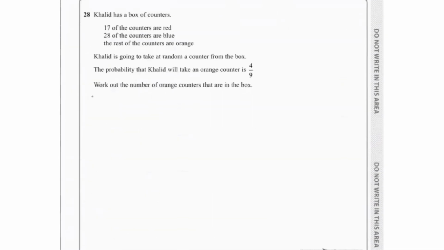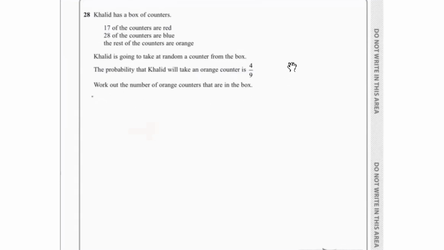Then it says Khalid has a box of counters. 17 of the counters are red, 28 are blue, and the rest of the counters are orange. Khalid is going to take a random counter from the box. The probability that Khalid will take an orange counter is 4/9. Work out the number of orange counters in the bag.